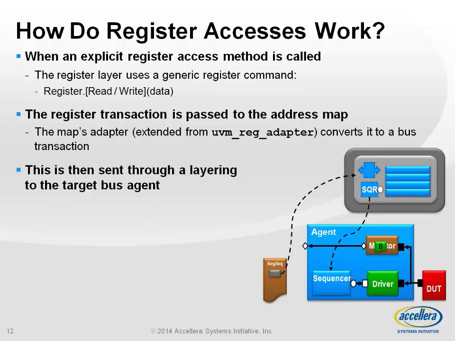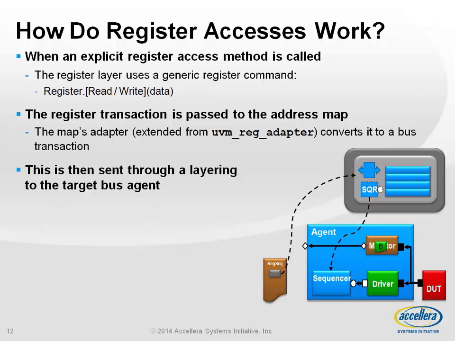So what happens is the register sequence generates a register level transaction. It goes to the address map, gets converted into a bus transaction, and then sent down to the driver. So as far as the driver is concerned, it's just getting a bus level transaction from this sequencer. It doesn't know that that sequence actually pulled that transaction from the register layer. All it knows is it's getting a bus transaction.